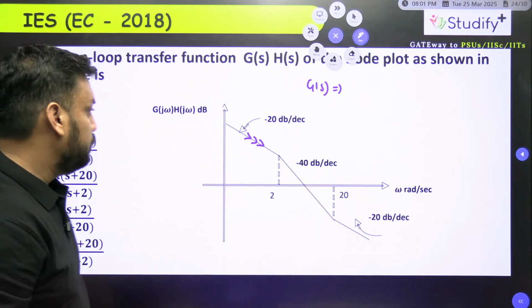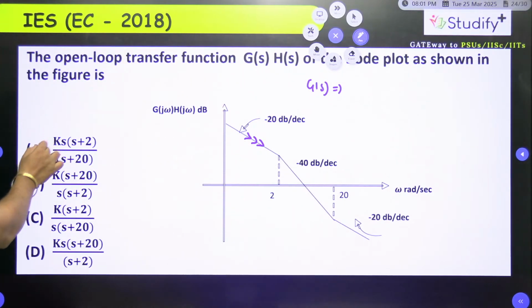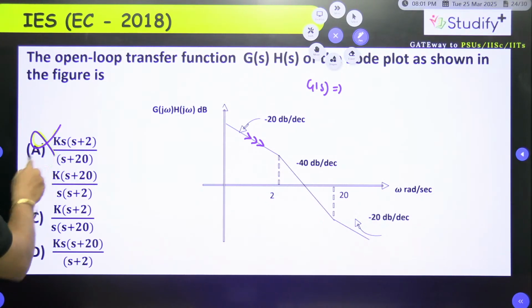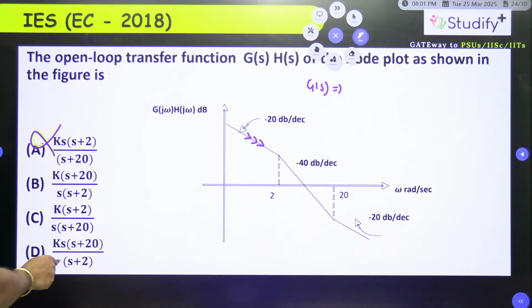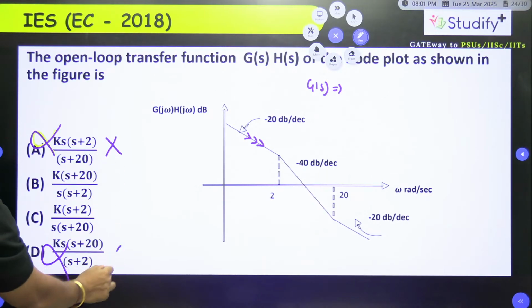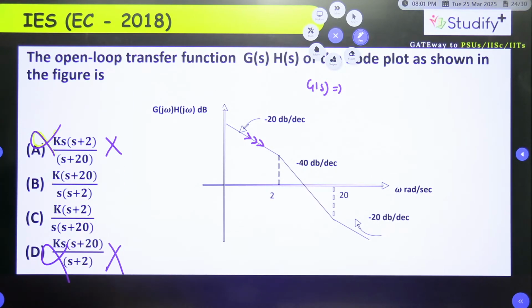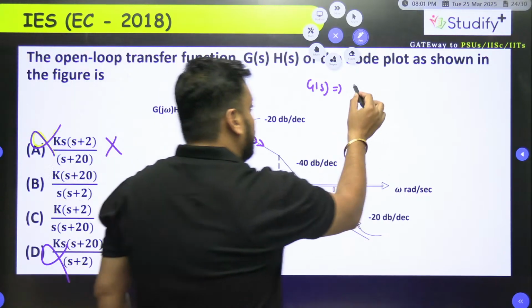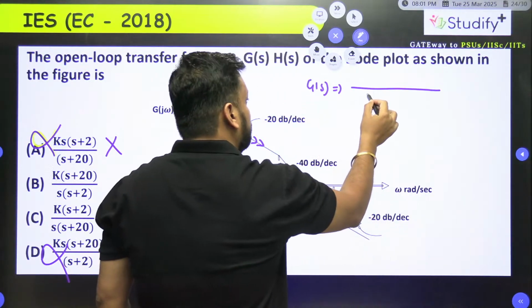It means the transfer function must contain 1 by s term. 1 by s यहाँ है क्या? नहीं है sir. Option A wrong. 1 by s term option D में है क्या? नहीं है. Option D wrong. So now option A and D for sure wrong. Now B can be correct or C can be correct. So if I design here, I can write first 1 by s.